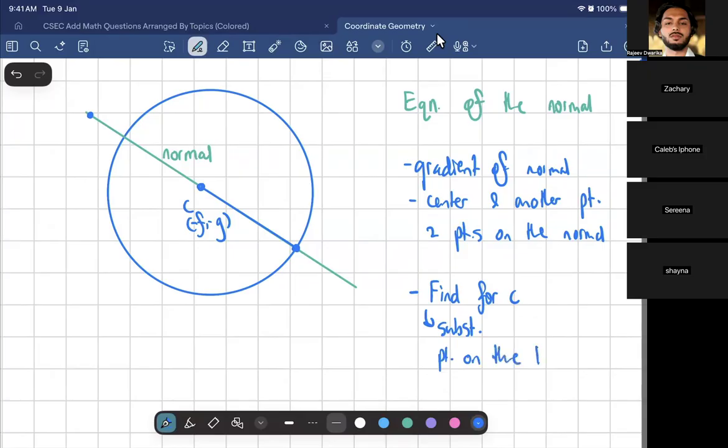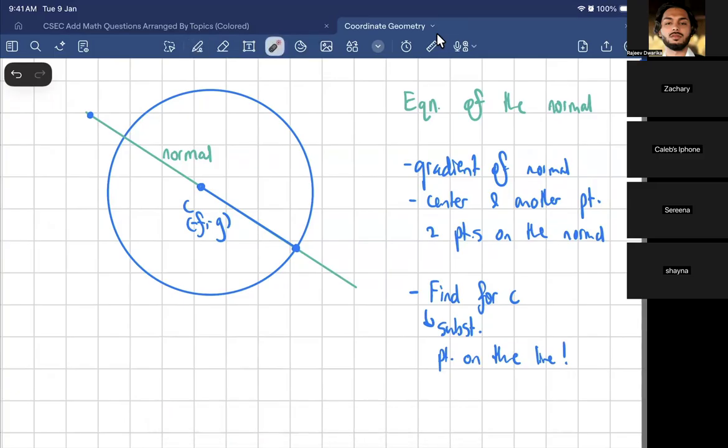So, a point on the line. You have to use a point on the line. If I want to find the equation of the normal, could I use this point? Could I use that red point over there? No, that red point had nothing to do with the line. You can't use it. Students make that mistake.